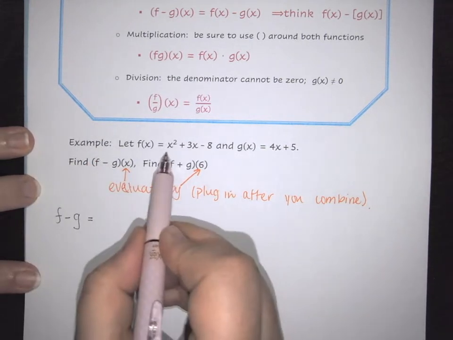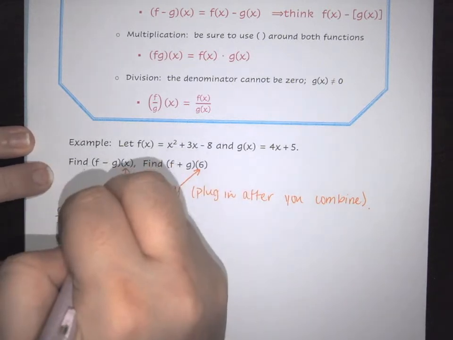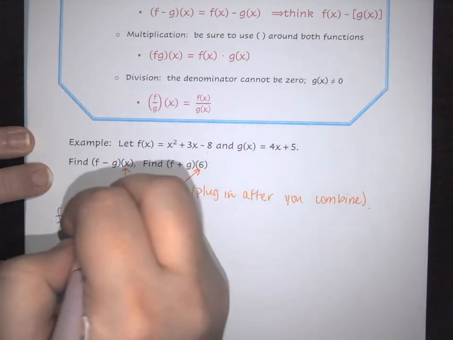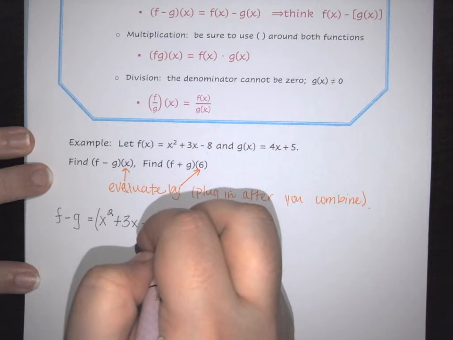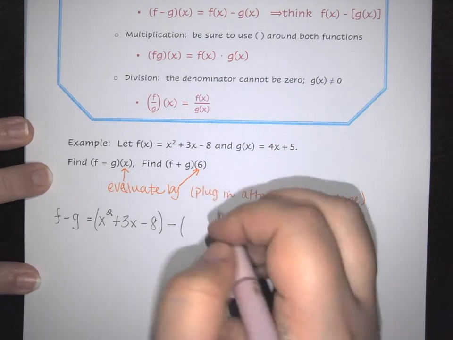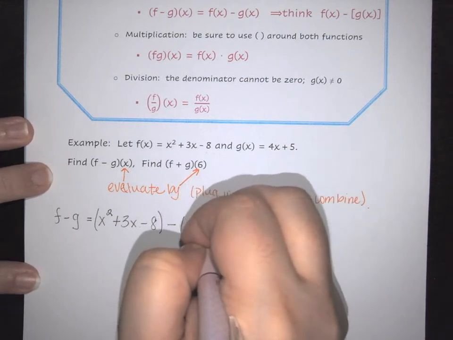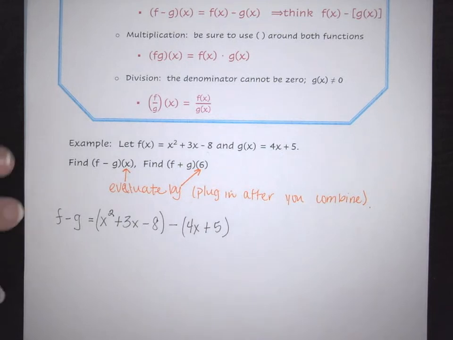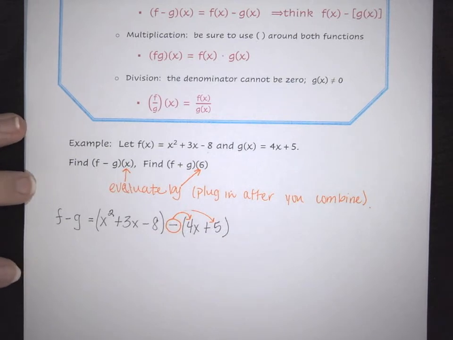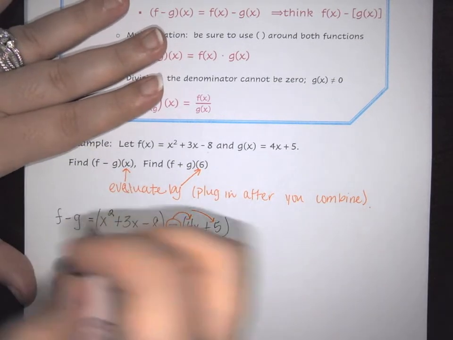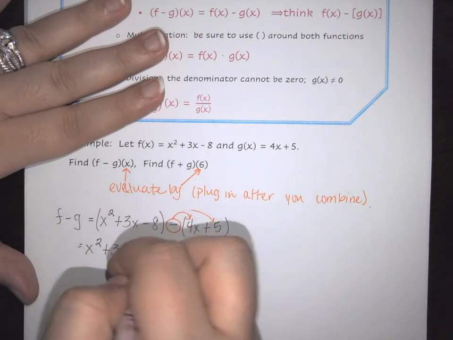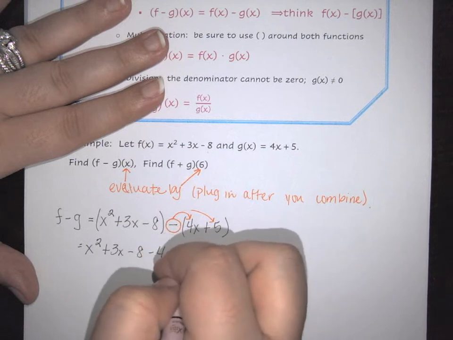And so to do that, it says we take our function f, so that's going to be x squared plus 3x minus 8. And I'm going to go ahead and put these in parentheses to signify that that is just your function f. And here we're going to subtract, and then we need to do function g, which is 4x plus 5. Now with that, again, we need to take this subtraction sign and we need to distribute it through your back parentheses. So here, this is going to end up giving you x squared plus 3x minus 8 minus 4x minus 5.